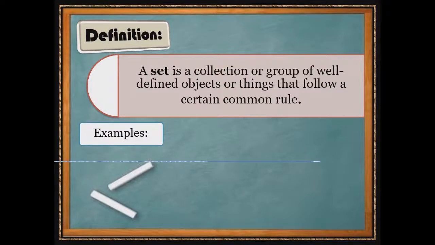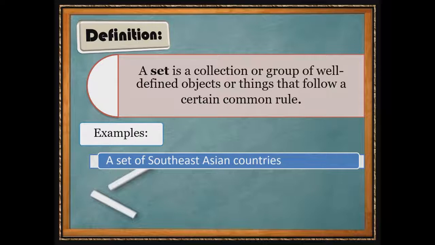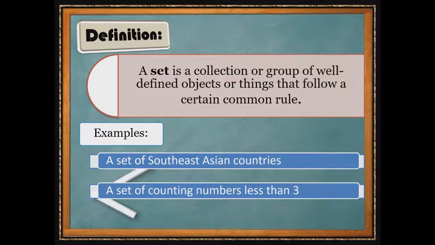Let's take, for example, a set of Southeast Asian countries. This example is a set because of the word Southeast Asian, meaning it is specific. We are only referring to Philippines, Vietnam, Indonesia, Malaysia, and other Southeast Asian countries. Another example, a set of counting numbers less than 3. This example is also a set because it is particular. We are only talking about numbers less than 3, and those are 1 and 2.